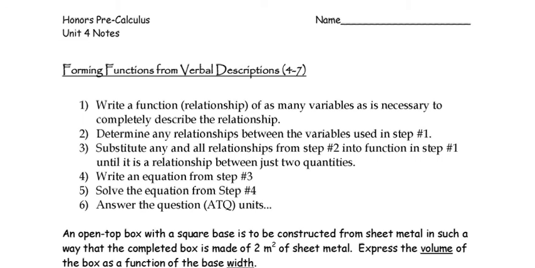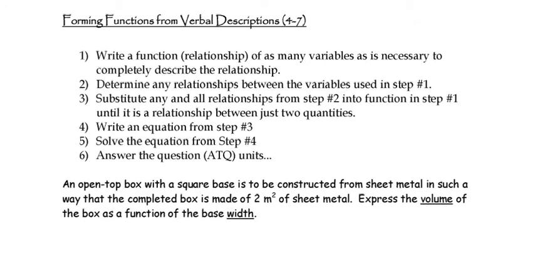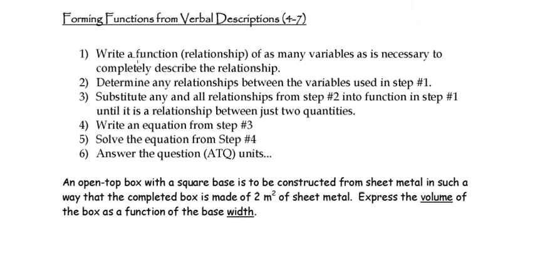And what we're going to focus on in this first part is rewriting your functions in terms of one variable. In the last lesson, we talked about defining, I believe it was perimeter, in terms of length and width. We're going to do something similar, but try to break it down to not two variables, now just one. So step one, write a function or a relationship, depending on the problem, of as many variables as necessary to completely describe the relationship. That's what we learned in that last lesson.